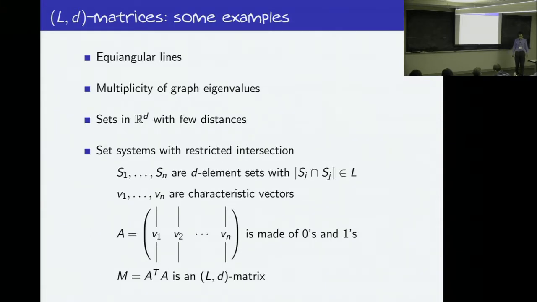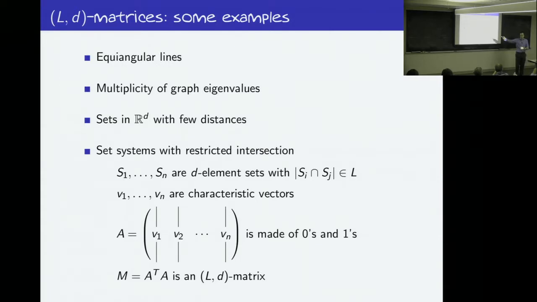And one way, and probably the most basic way, of answering this question is you make that same matrix, whose columns are characteristic vectors of the sets. So these are vectors whose positions are indexed by elements of the ground set, and 1 signifies that element is in the set and 0 signifies that it's not. And then again you make the same kind of construction, A transpose A, the Gram matrix of these vectors, and again the inner product is just the intersection size.